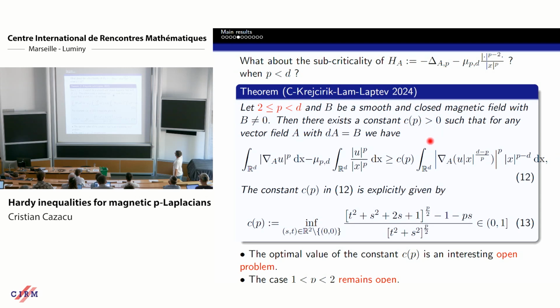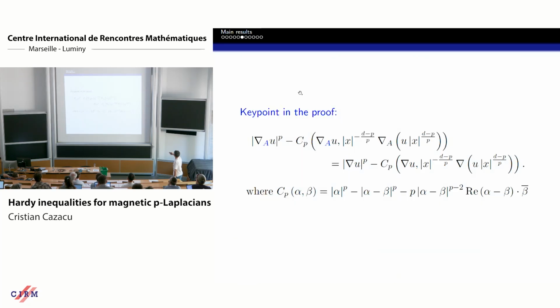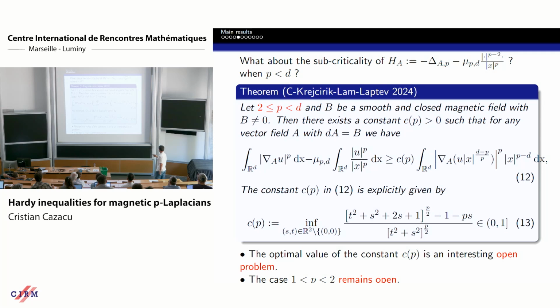Well, we get here a constant. Unfortunately, well, the constant is explicit, but it's not a good constant because it does not depend on the magnetic field, which is what you would expect to get in order to get sharp results. And moreover, when you take the infimum, this term will be 0 when p is less than 2. So when p is less than 2, this inequality does not tell you anything. So that's why the case p between 1 and 2, we are not able to treat it, and this remains open.